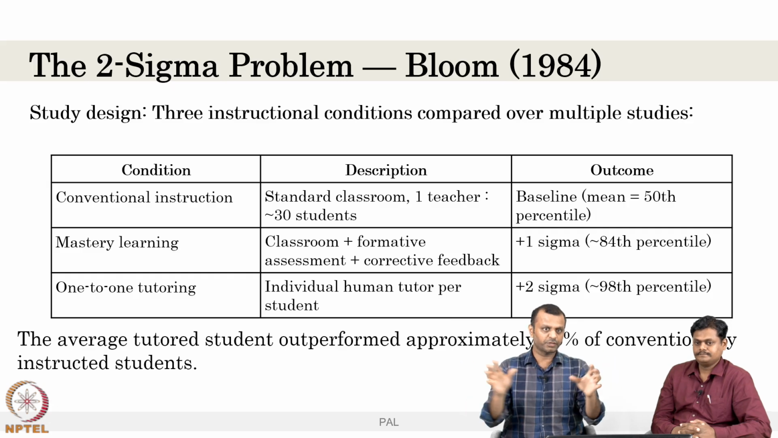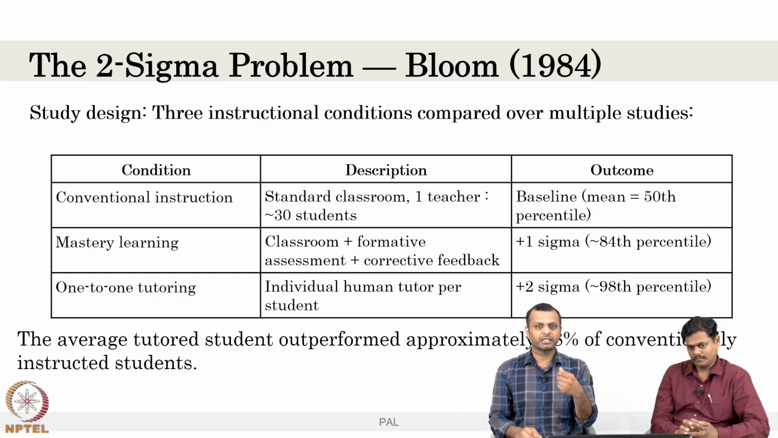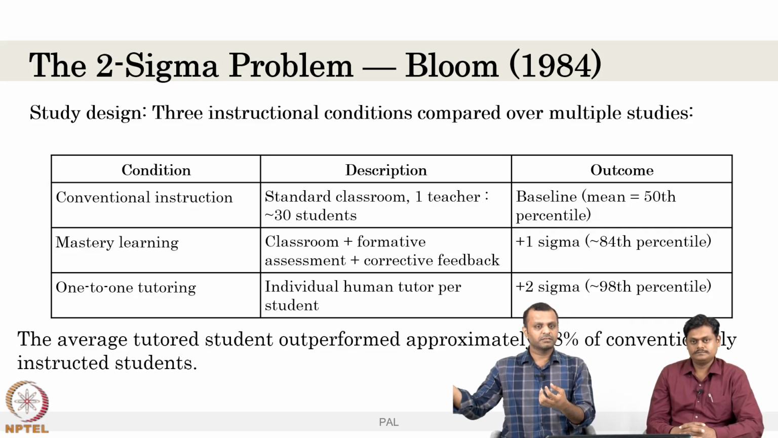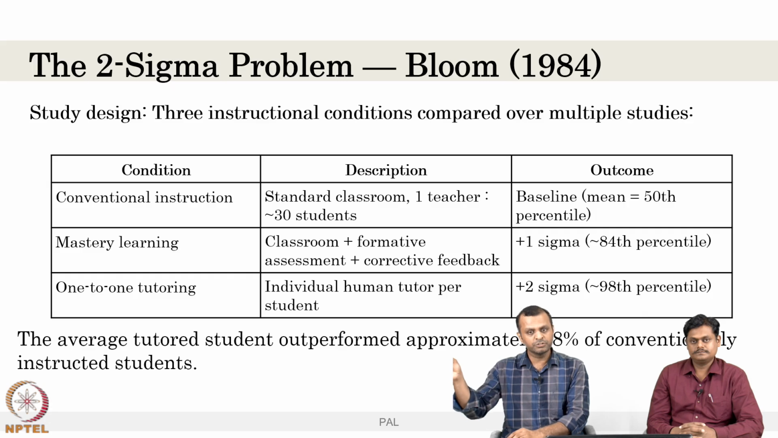Consider the three groups. One group has a conventional teacher: the teacher is teaching all 30 students. In another, the classroom is there, with formative assessment and feedback. Then there's the other group, where the teacher is individually teaching on a topic.